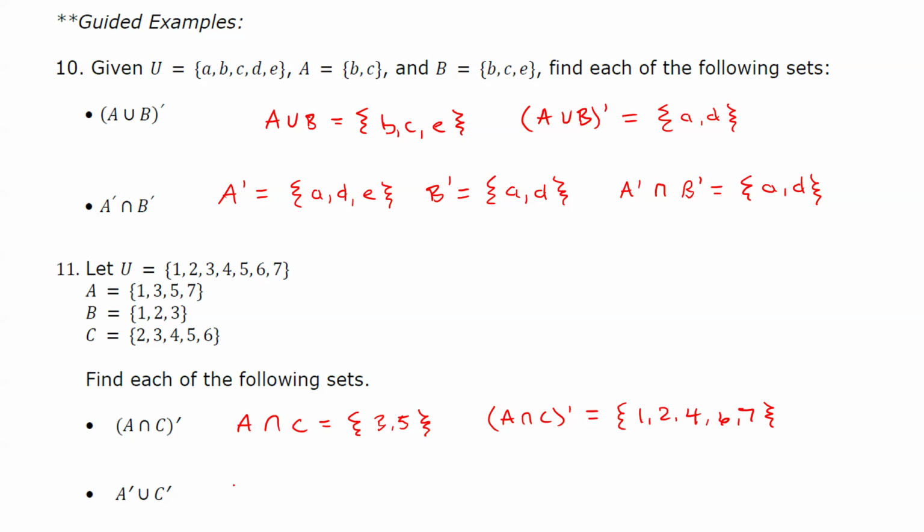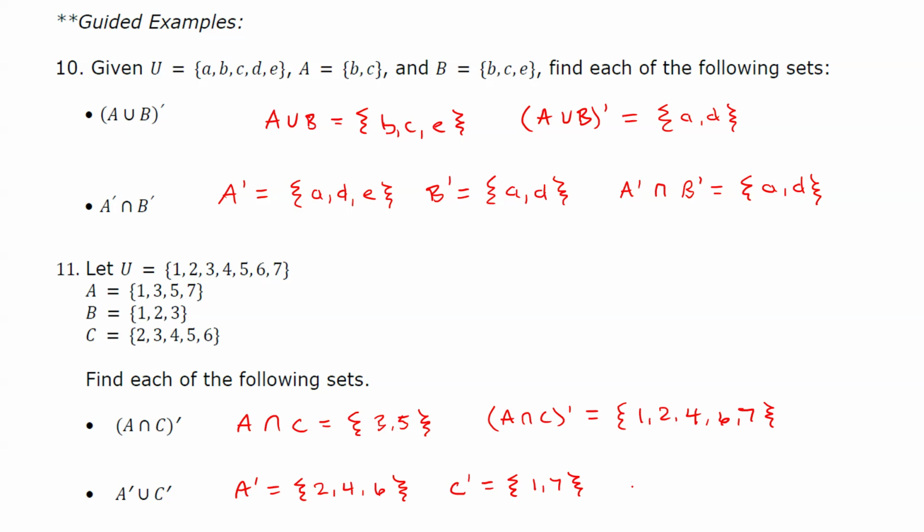And then our last one for number 11, we want to find the union between the complement of A and the complement of C. The complement of A would be the numbers 2, 4, and 6. Those are all the numbers in the universal set that are not in A. The complement of C would be 1 and 7. Those are all the values in the universal set that are not in set C.